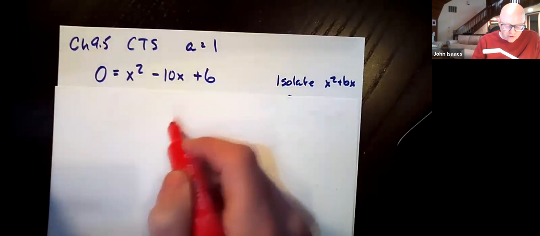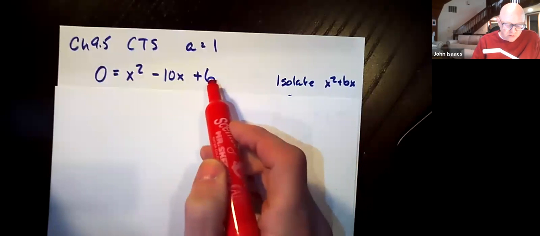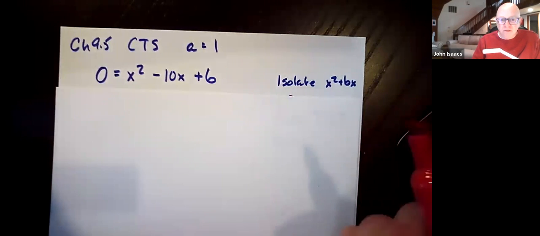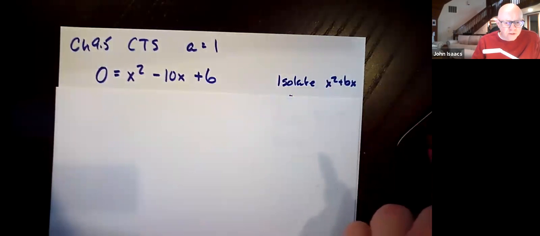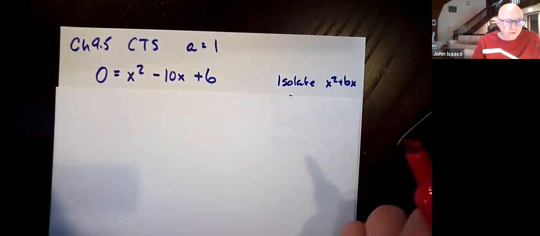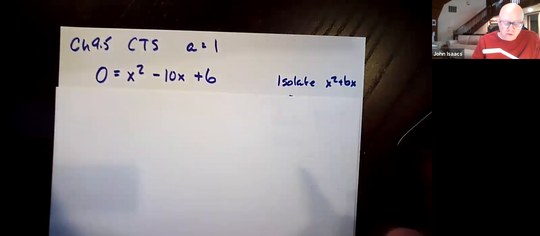So if we try to factor with two binomials, we need two things that multiply to 6 that add to negative 10. They don't exist. 6 and 1 won't, 2 and 3 won't. There are no other options. So we can't factor it. So that's out the window.